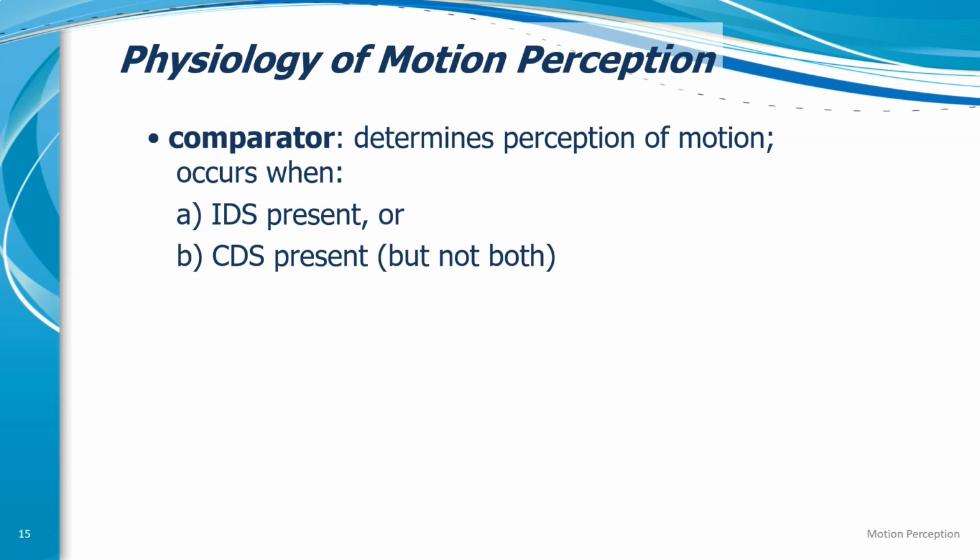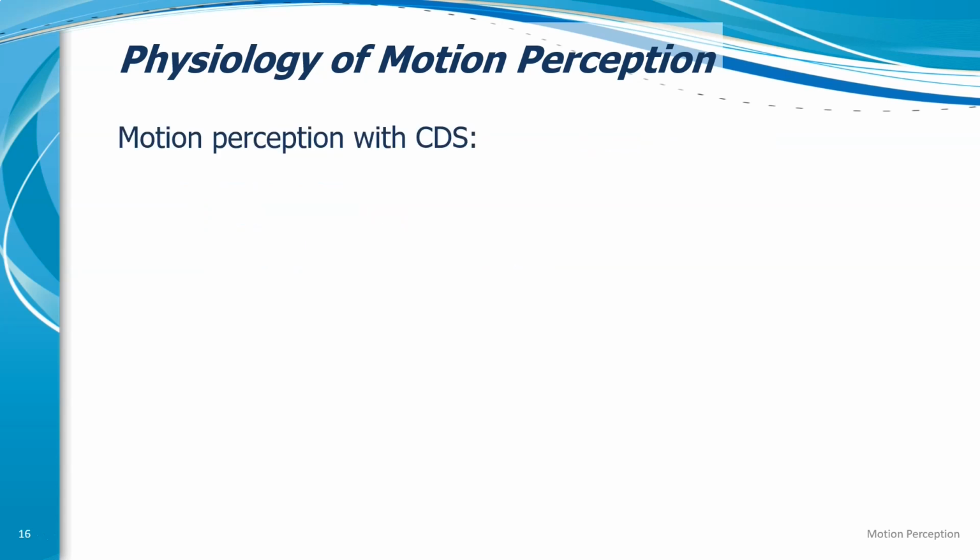So in talking about the Reichardt motion detector, I've already covered the case of the IDS. I want to turn to the case of having motion perception with the corollary discharge signal. So I want to go over 4 possibilities. Some of these you can try yourself, and some of them I would not recommend that you try. Number 1, you can try this yourself.